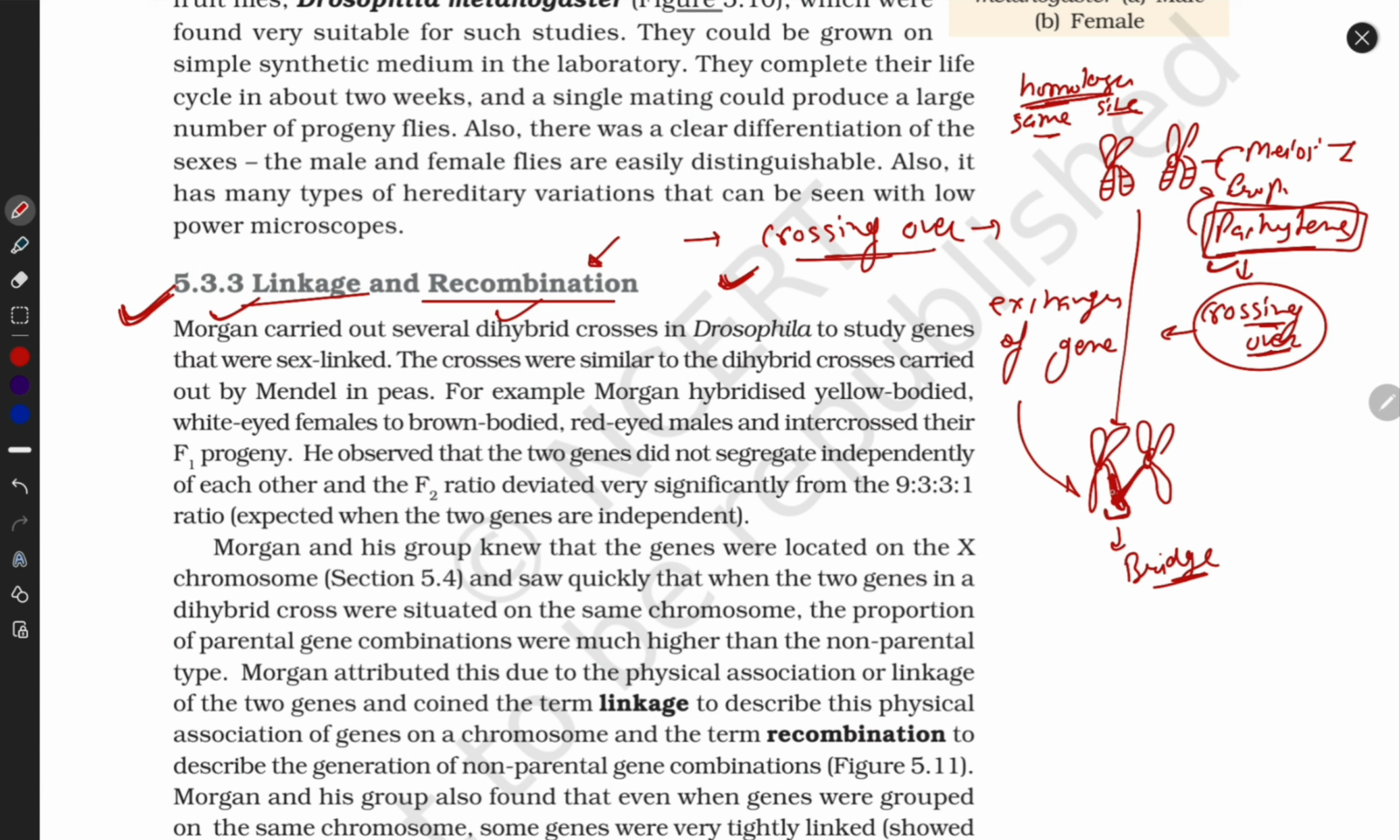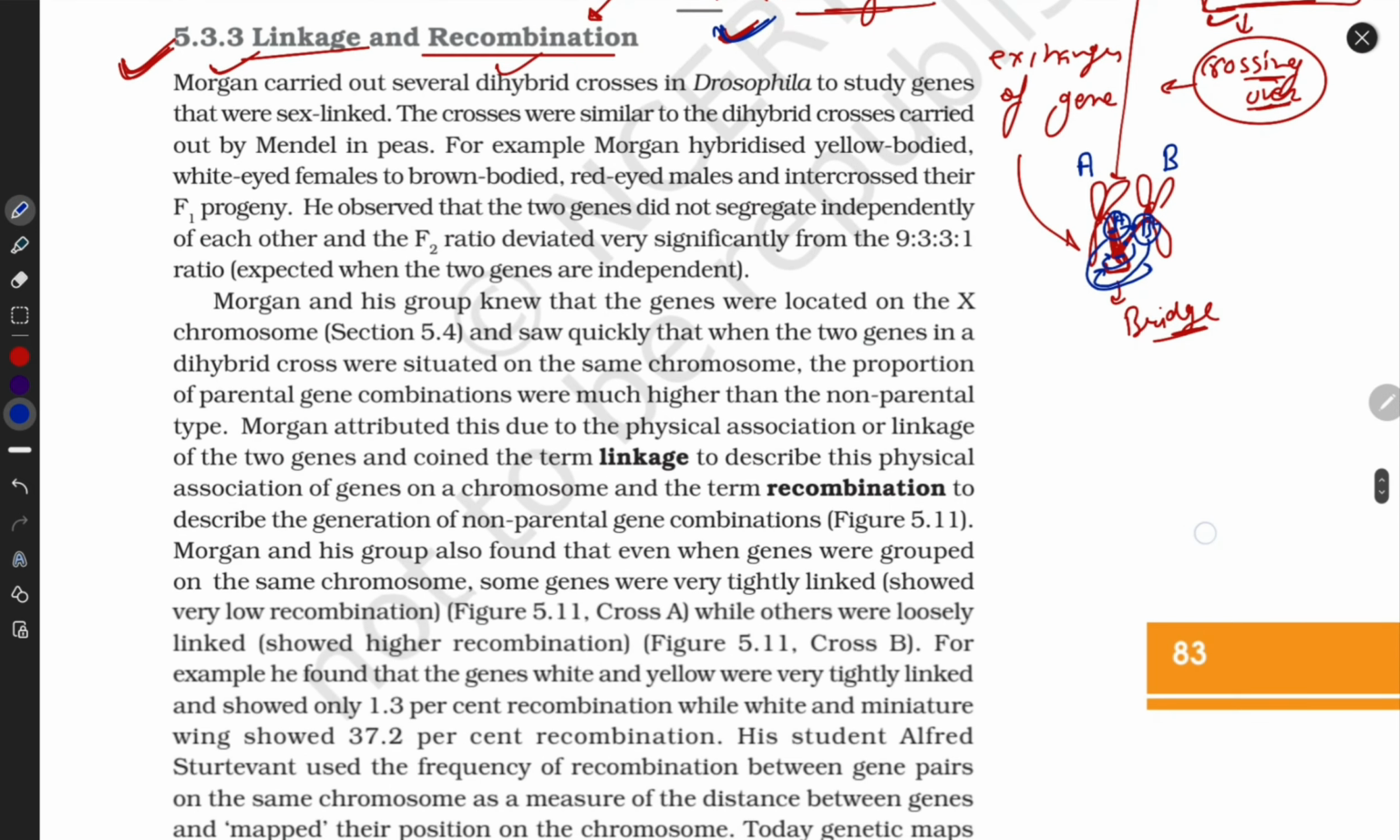Means some part of this chromosome, okay, let me change pen, some part of this chromosome goes into the other chromosome, and some part of the other chromosome comes into this one. Assume this is chromosome A and chromosome B, and let's assume this is gene A and gene B. Some portion of gene B goes into chromosome A and some portion of chromosome A goes into chromosome B. So this is crossing over. Now with the help of crossing over, how do you understand linkage?